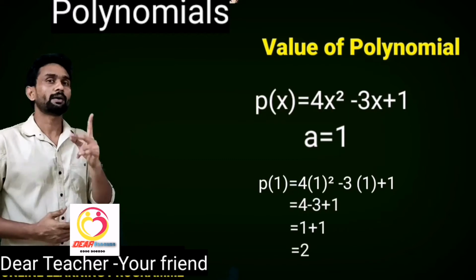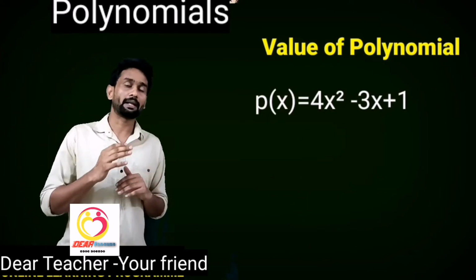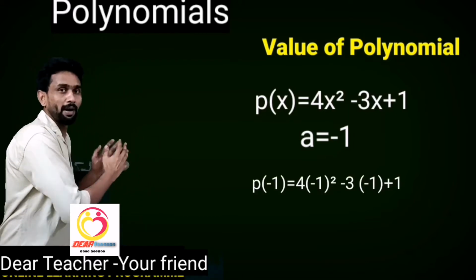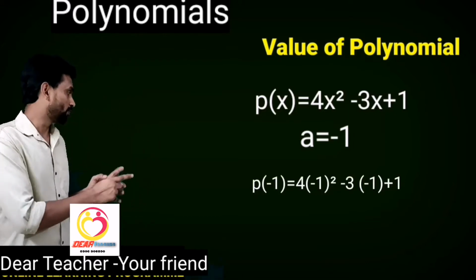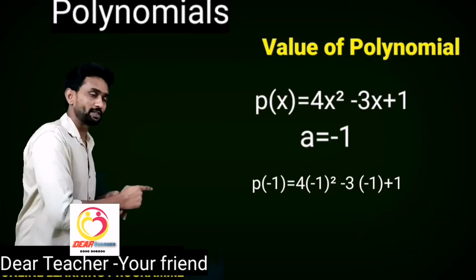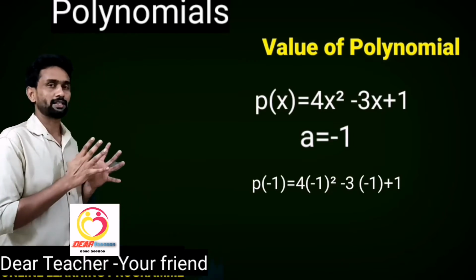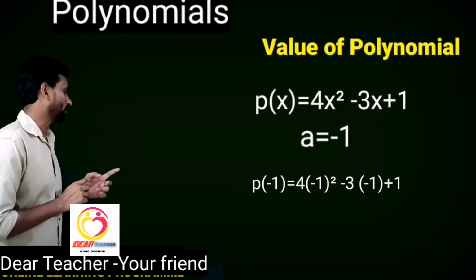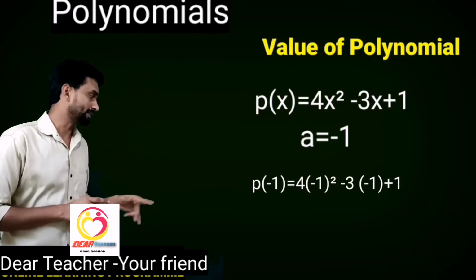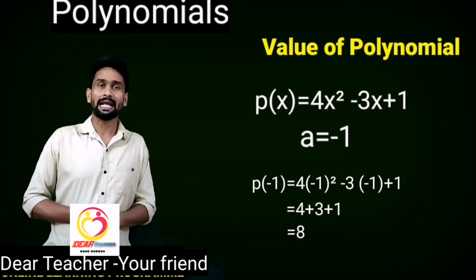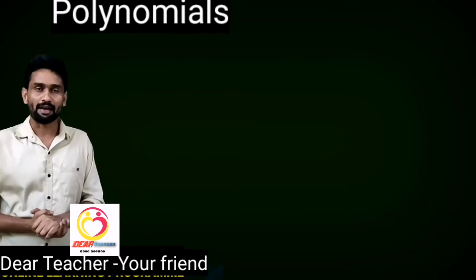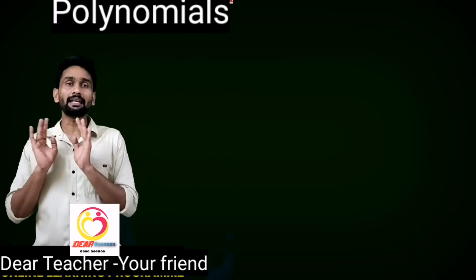Is it clear? One more example. Instead of plus 1, if you substitute minus 1, then what will be the result? We can check it. p of minus 1 equals 4 of minus 1 whole square minus 3 of minus 1 plus 1. Now we know minus 1 whole square is plus 1. So 4 into 1 is 4, plus minus 3 of minus 1, which is plus 3. 4 plus 3 is 7, and 7 plus 1 is 8. This is called the value of a polynomial. In this way we can find the value of a polynomial using any real number.